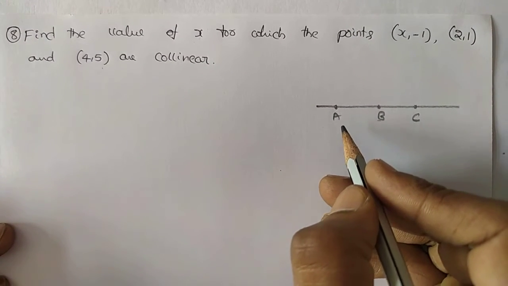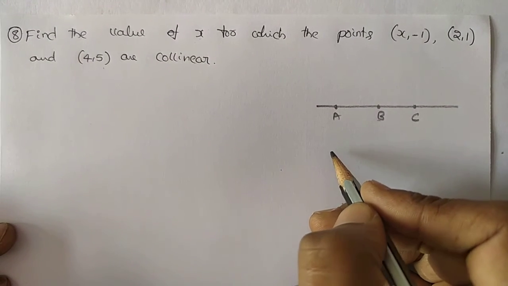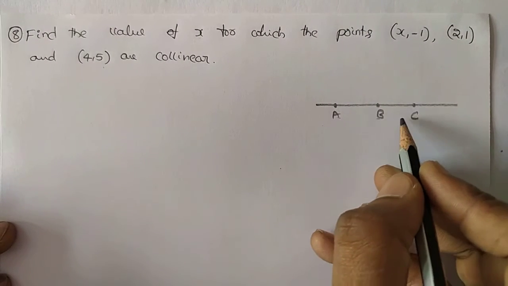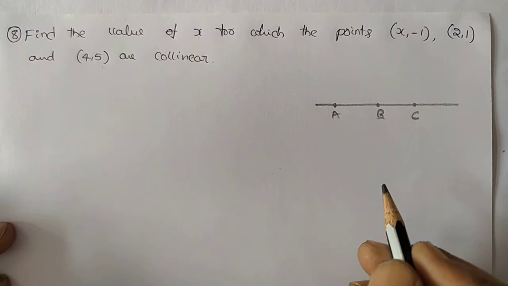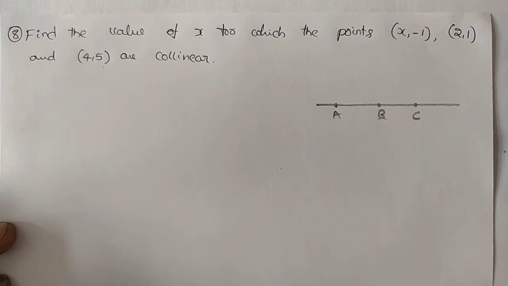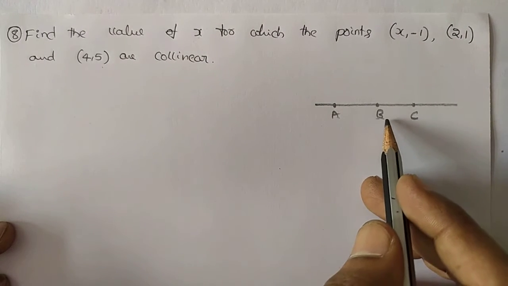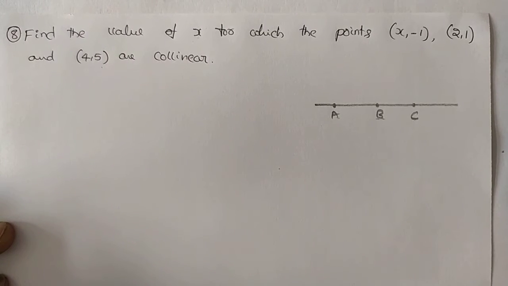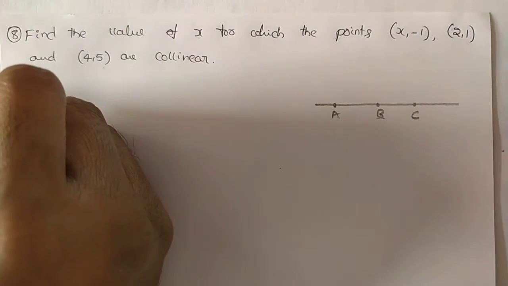You see the condition for collinear points. In our previous classes I already told you: slope of AB equals slope of BC. I mentioned 3 conditions, and in that I am choosing the first one. Slope of AB equals slope of BC. By using that condition, we can easily find the value of x.